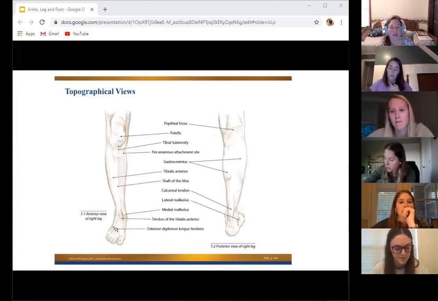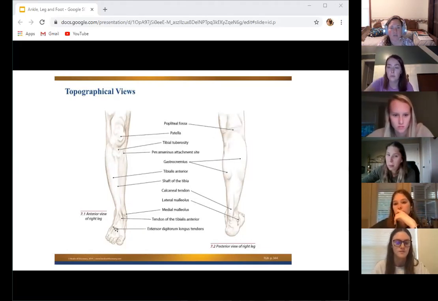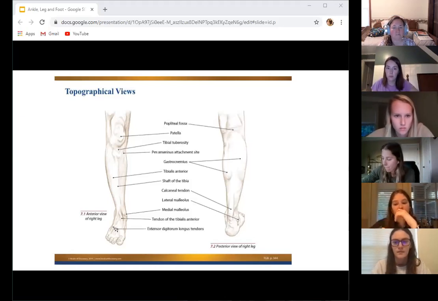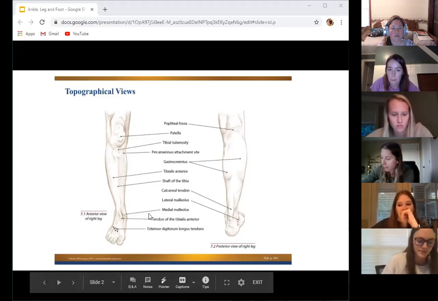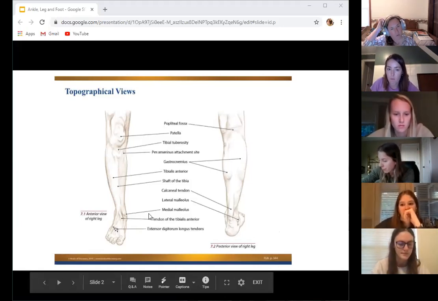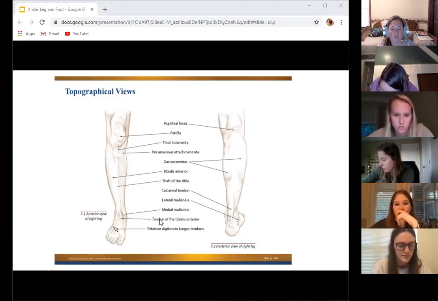So if we're looking at it from a topographical view, these are the landmarks that you will see both from the anterior and the posterior view. Just to kind of give you an overview of what we're going to be looking at, and if you're looking down at your leg, what you would be seeing.